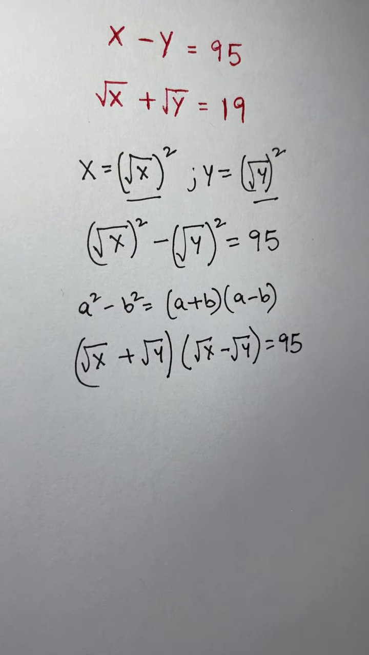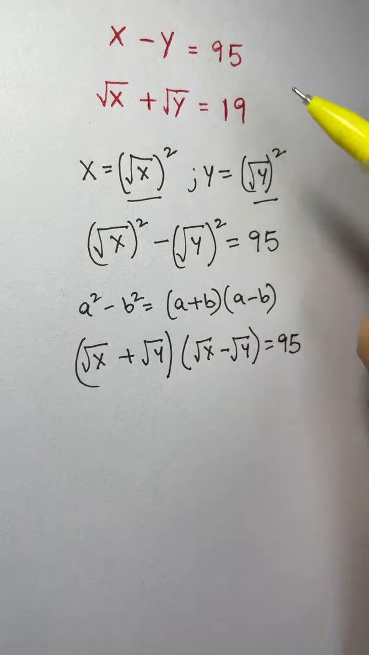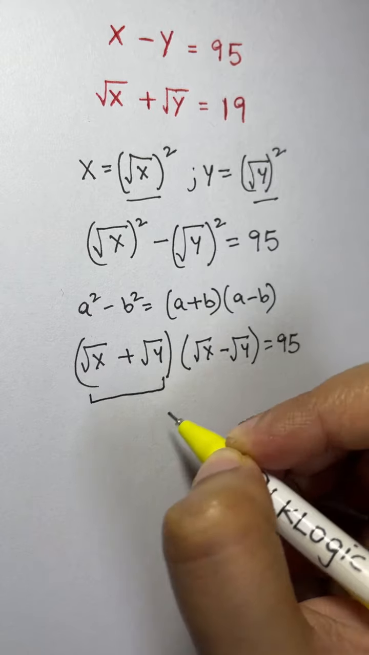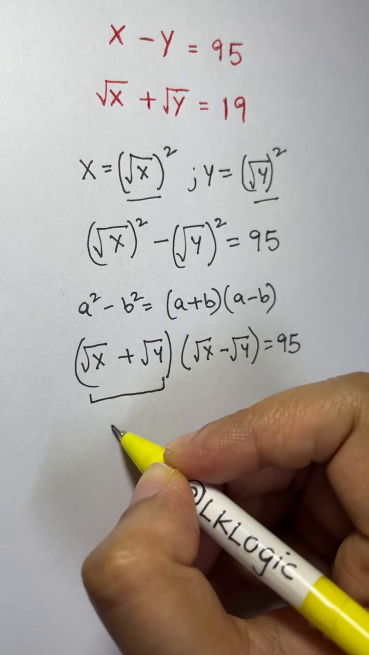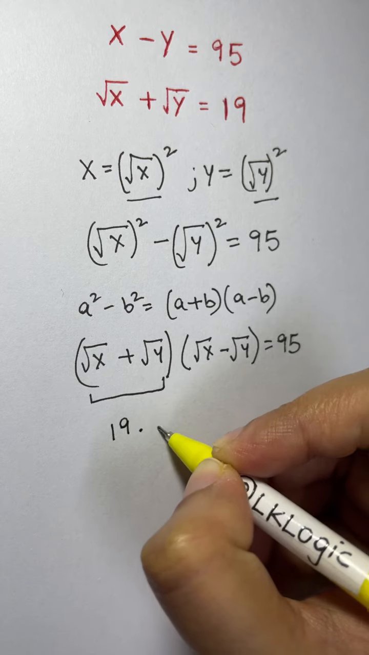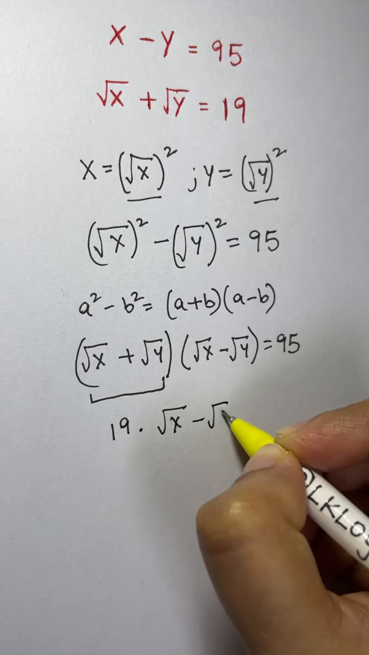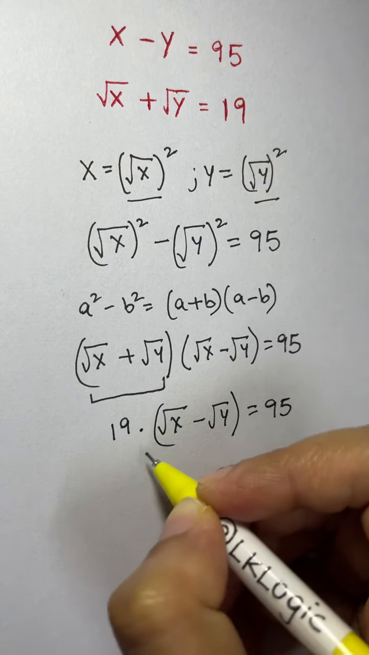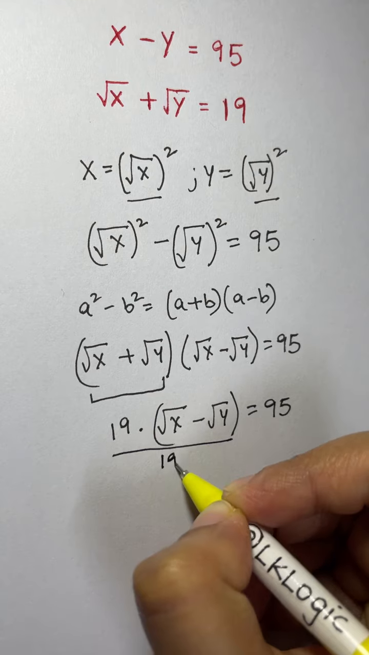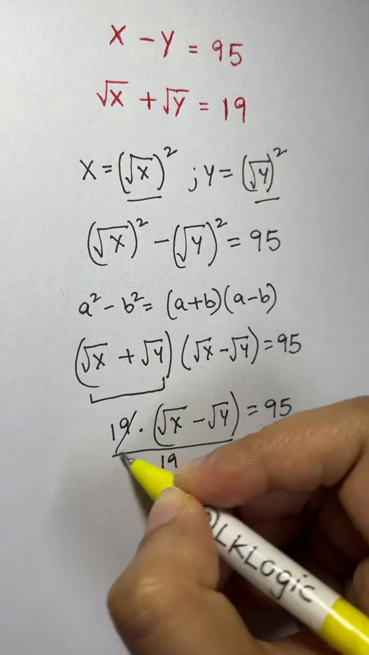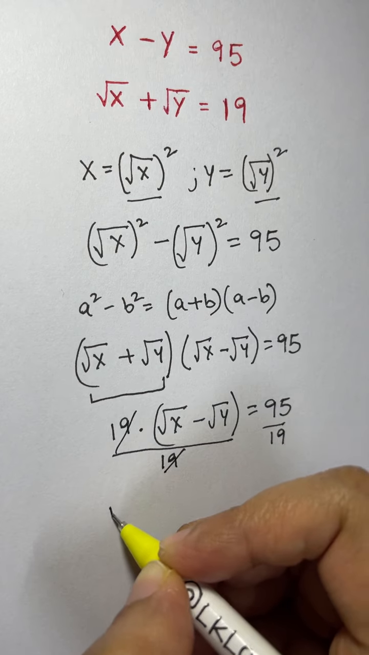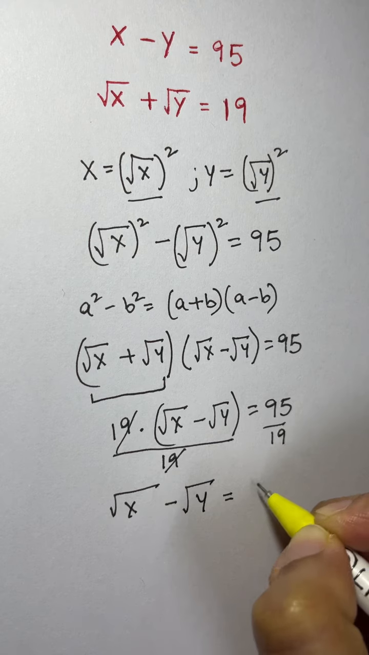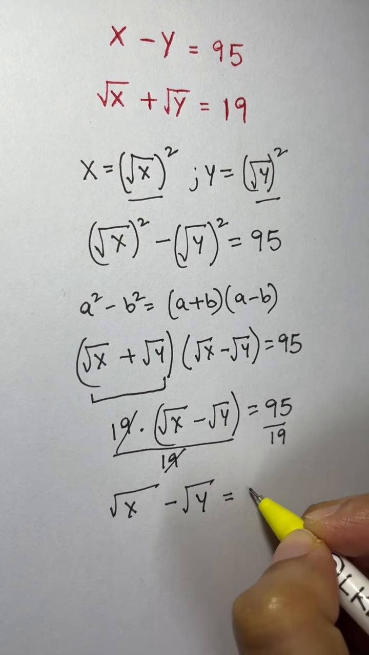Now you know from the equation that square root of x plus square root of y is 19. This part is 19, so we just want this part. So let us write it. 19 times square root of x minus square root of y is equal to 95. Now let's divide both sides by 19 to eliminate 19 from here. So you get square root of x minus square root of y is equal to 95 divided by 19 is 5.